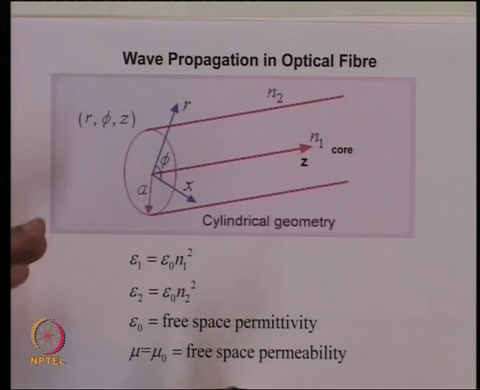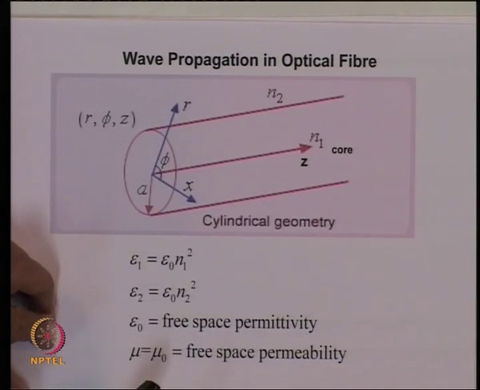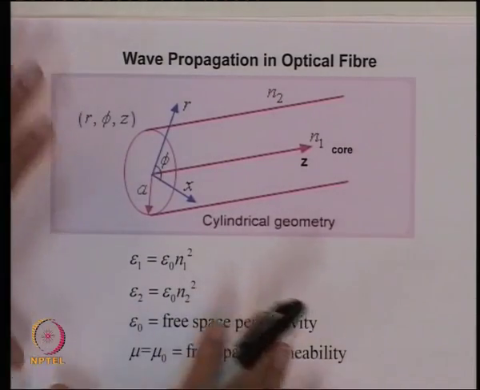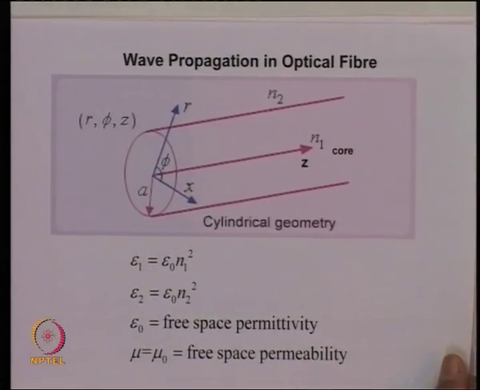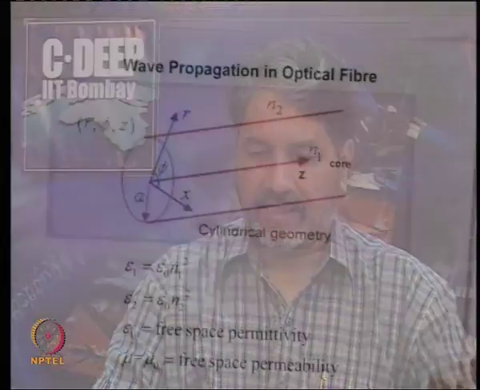Then we assume that the medium which we are talking about is essentially non-magnetic, because we are talking about material like glass. So, the permeability of this medium is the same as the free space, mu equal to mu 0, which is the free space permeability. So, with these basic definitions, we can go to the analysis of wave propagation inside the cylindrical rod, and whenever we start a problem like this, we start with the Maxwell's equations.